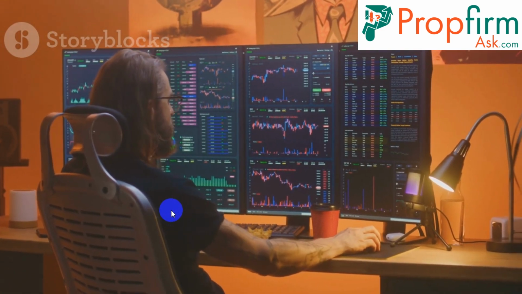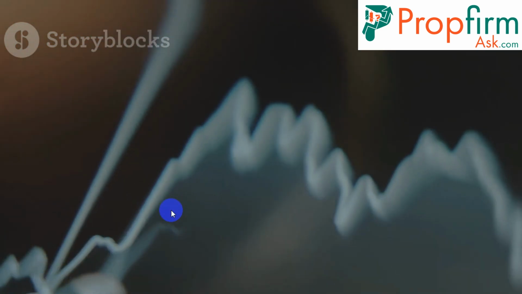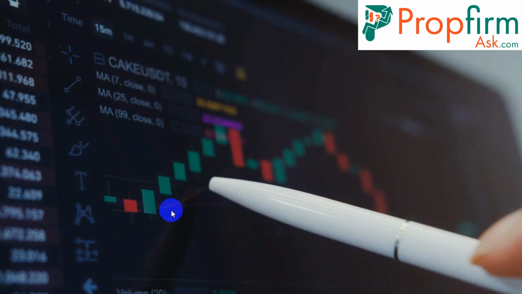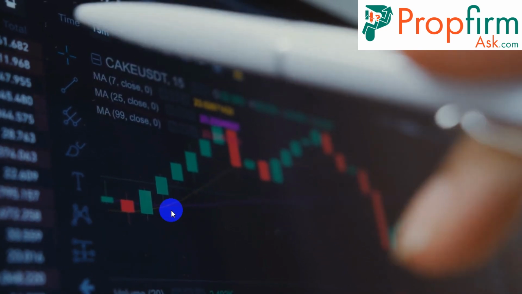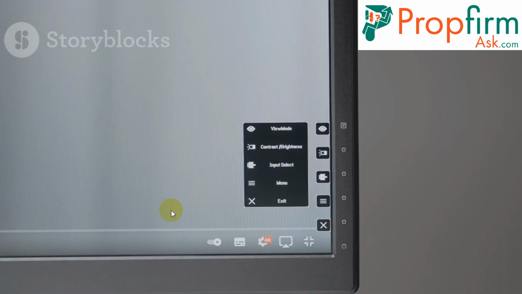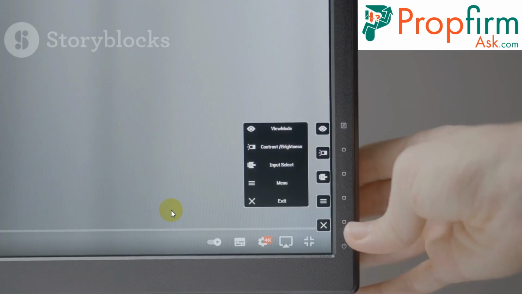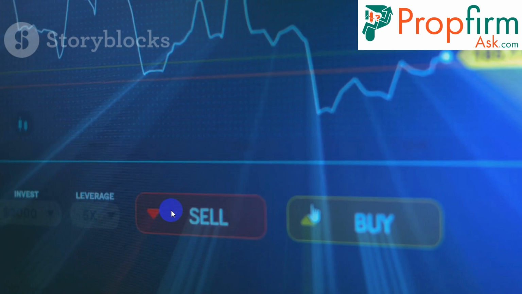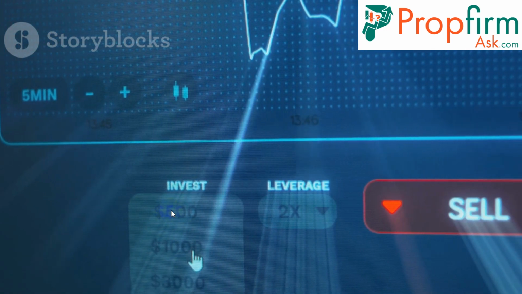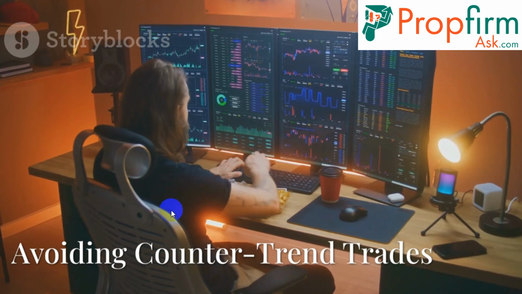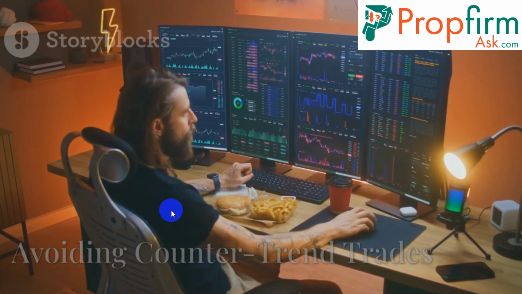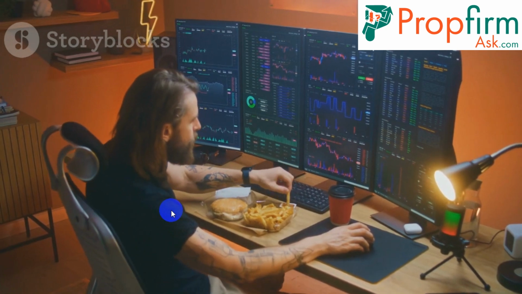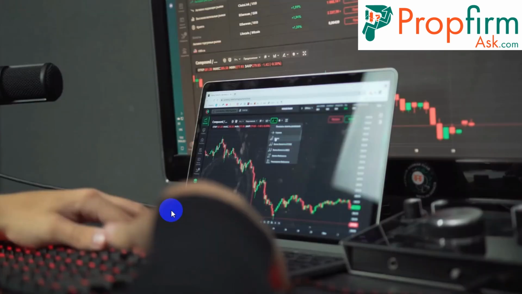So now we add a second filter, the RSI. The Relative Strength Index, or RSI, is also a momentum indicator. Most people use it to look for overbought and oversold levels, but we're going to do something smarter. We're going to use the 50 level to filter the trend. If the RSI is above 50, we assume the market is in an uptrend. If it's below 50, we assume the market is in a downtrend. This keeps us from entering trades that go against the main direction of the market. It's like trading with the current instead of swimming against it.